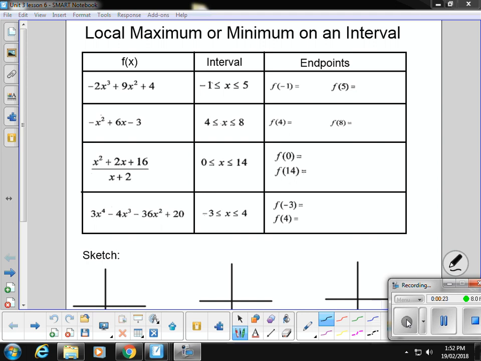Our first function, we are asked to find maximum and minimum values in an interval. For this particular one, the interval we're looking at is from -1 to 5. It can be really helpful to have a sketch. You can use your Desmos, you can use your knowledge of sketching from last year, you can use a graphing calculator, but let's draw a rough sketch down below.